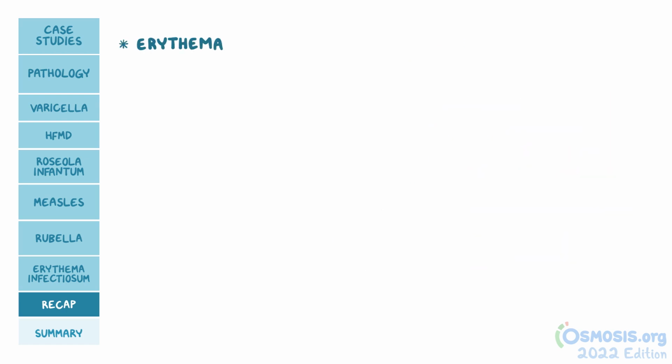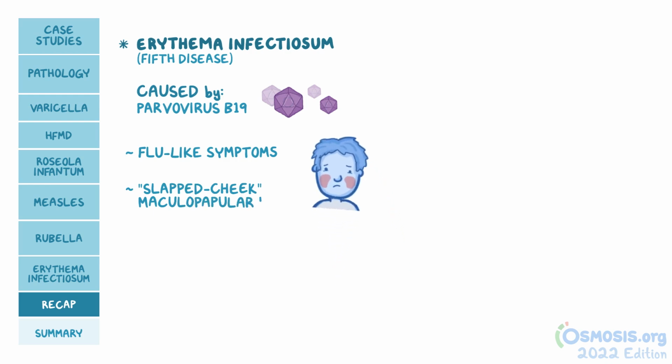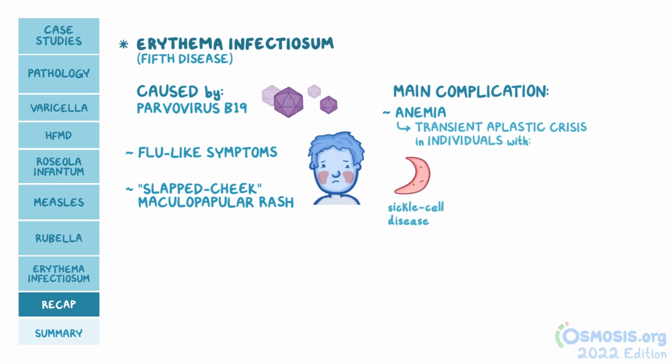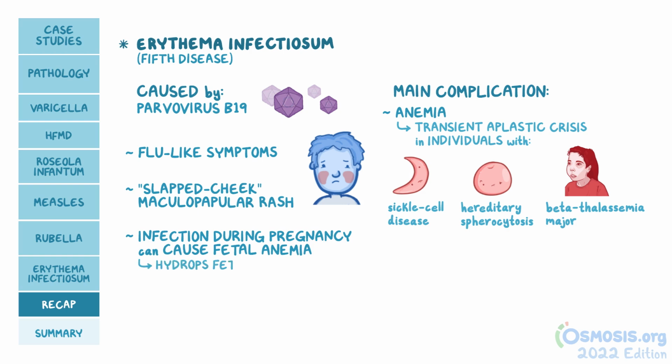Finally, erythema infectiosum, or fifth disease, is caused by parvovirus B19 and presents with flu-like symptoms and a characteristic slapped cheek maculopapular rash. The main complication is anemia, which can lead to a transient aplastic crisis in individuals who have sickle cell disease, hereditary spherocytosis, and beta thalassemia major. Infection during pregnancy can cause fetal anemia, which can result in hydrops fetalis.